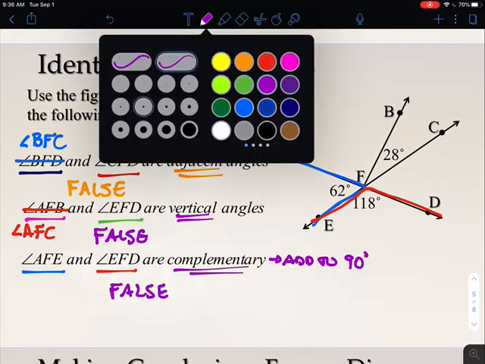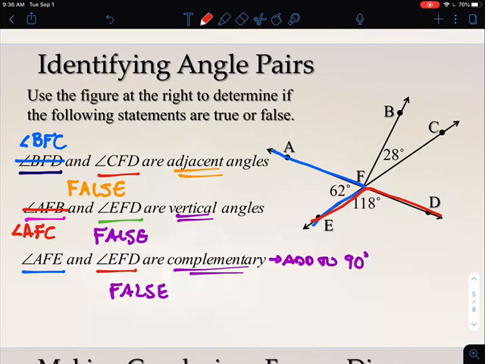Now, to make this a true statement, there's a lot of different things I could do. So for instance, I could say angle AFE and EFD are supplementary because they add up to 180 degrees.